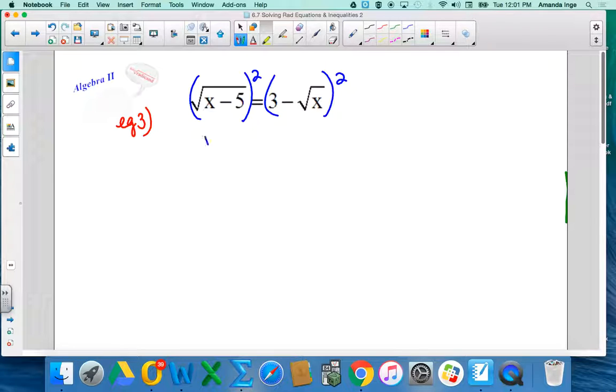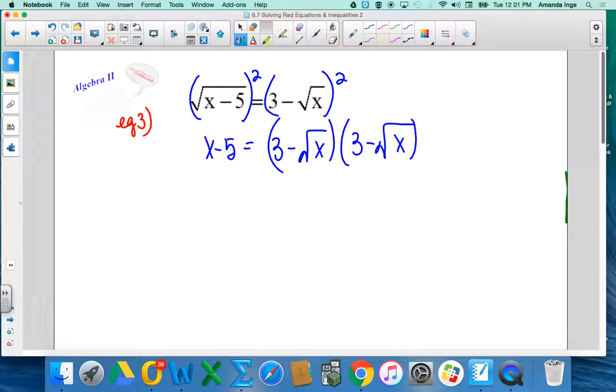Well, if we square this side, we get x minus 5. If we square this side, we've got to FOIL it. So when we FOIL this, we get 3 times 3 is 9. And then 3 times the square root of x. So minus 3 square roots of x.